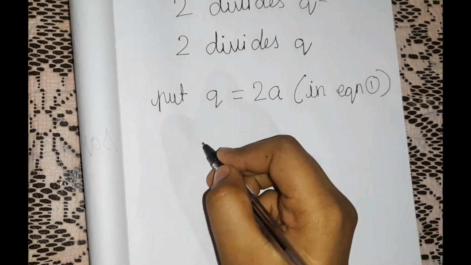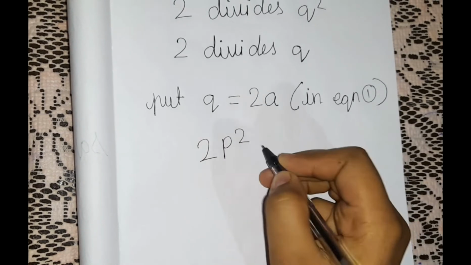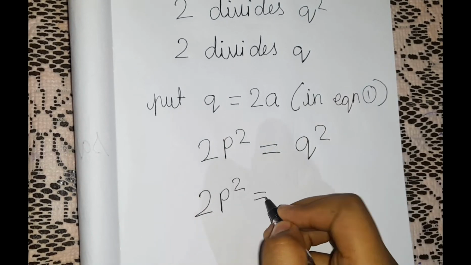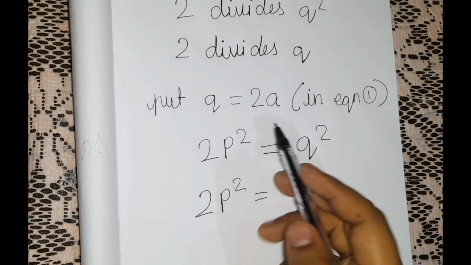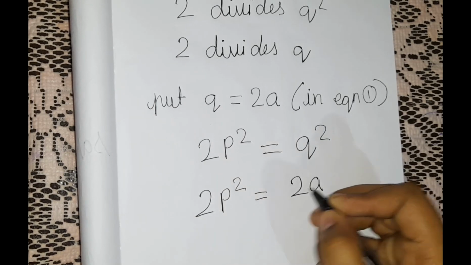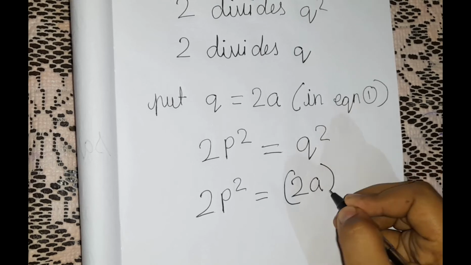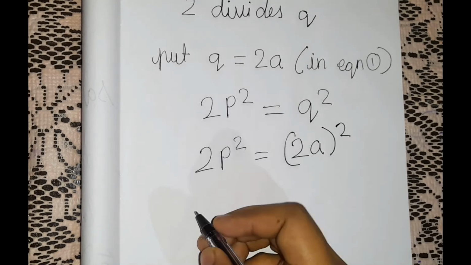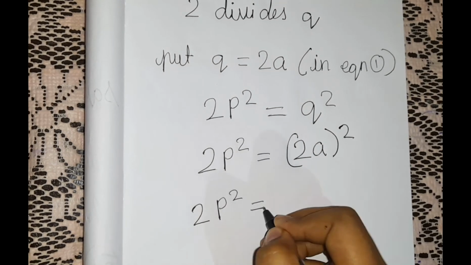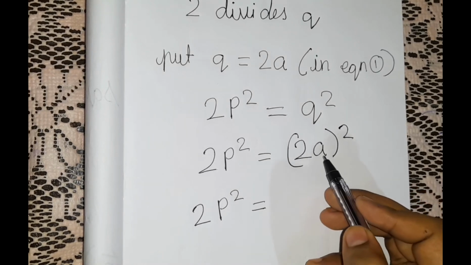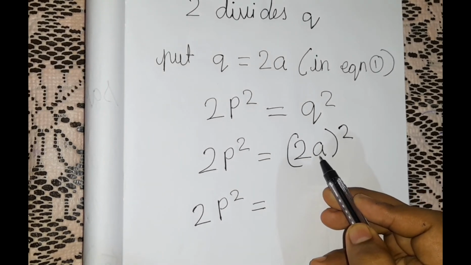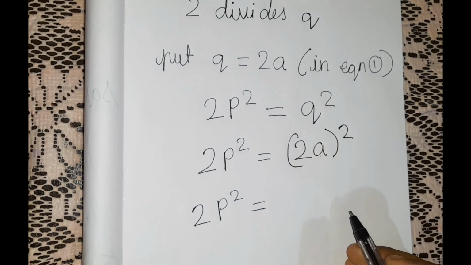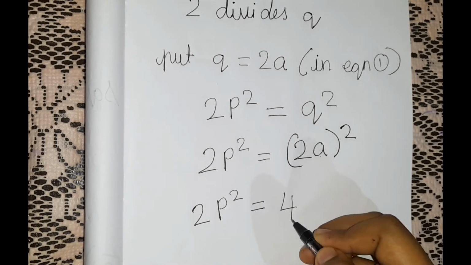Now let's write 2p square is equal to q square. So 2p square is equal to, here in q's place we are supposed to write 2a. So we shall write 2a the whole square, because here we have a square. Now we are going to solve it. That is 2p square is equal to, so this square belongs to 2 as well as a. 2 square means it is 2 into 2. So 2 2s are 4. So we shall write 4a square.